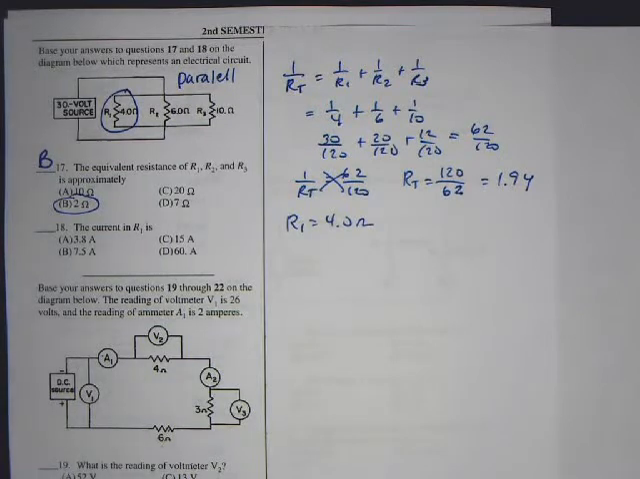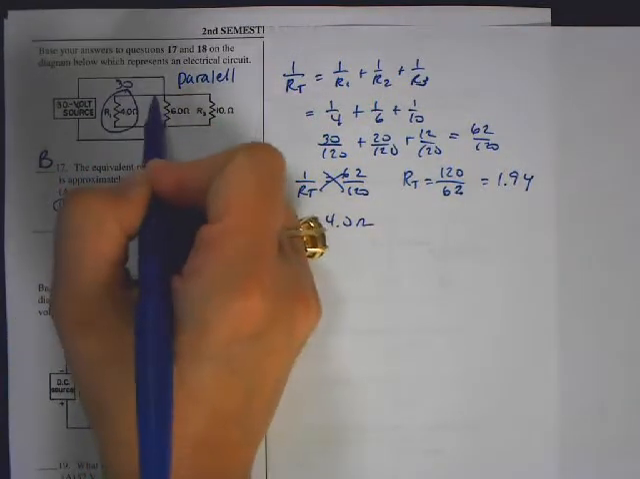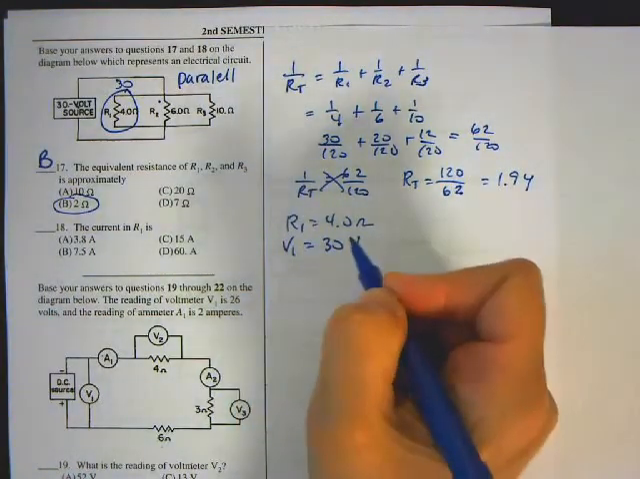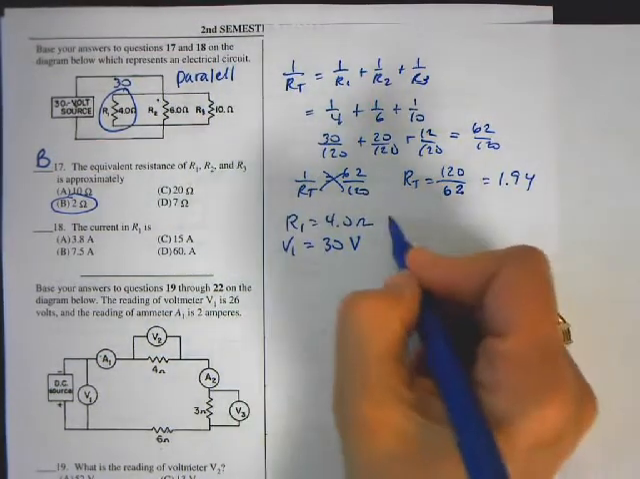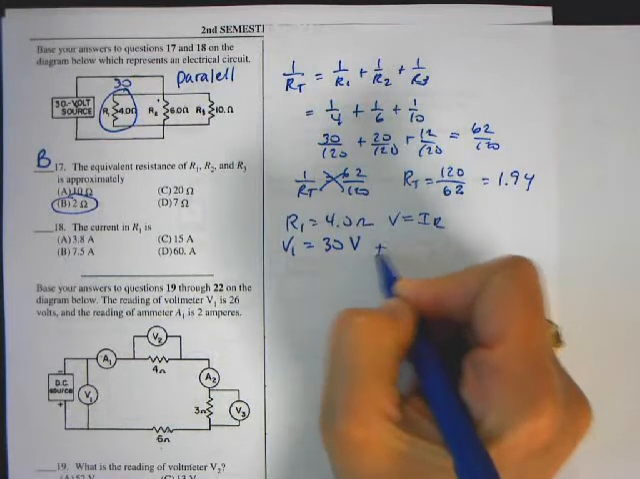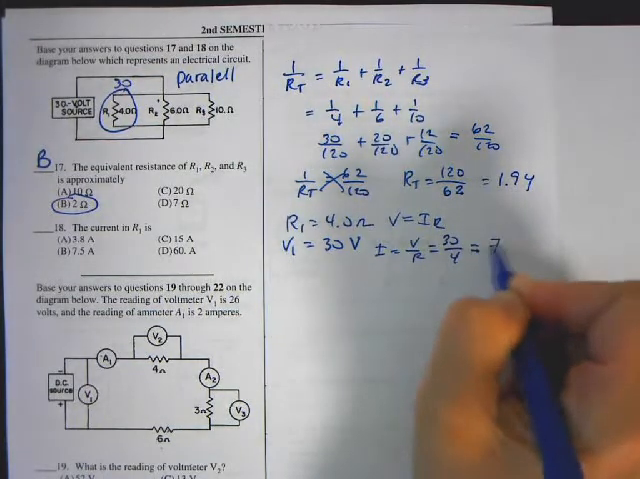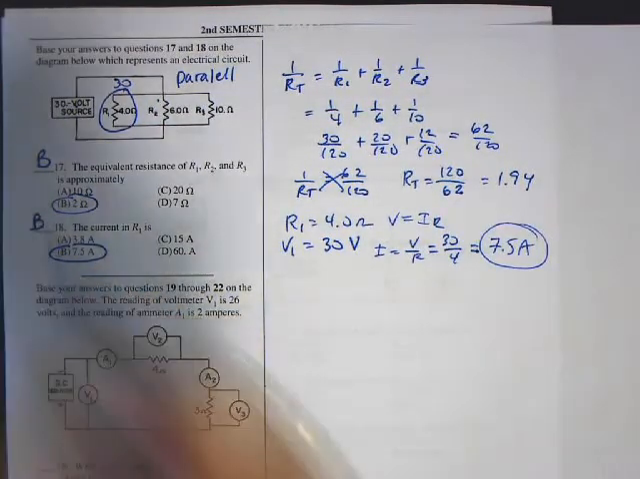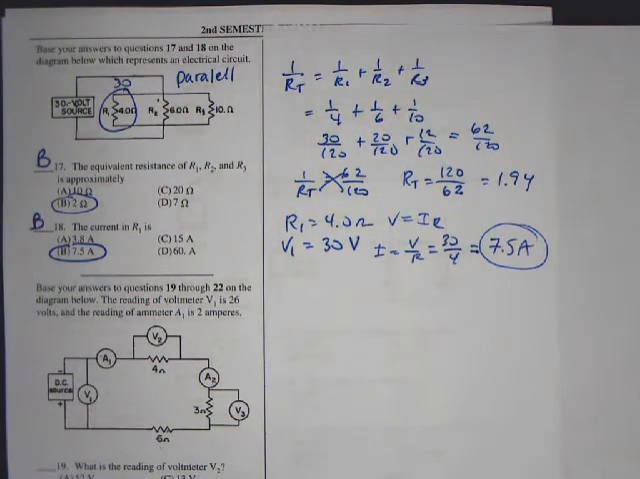What's the same in parallel is the voltage. So if this is 30 volts, that means this is 30 volts, this is 30 volts, and this is 30 volts. So V1 is equal to 30 volts. Now I'm going to apply Ohm's law: V is equal to IR, so I is equal to V over R, which is 30 over 4, which comes out to be 7.5. These are easy enough that I can do in my head, and that's how all these are going to be on the test. All right, the next two go with the next diagram.